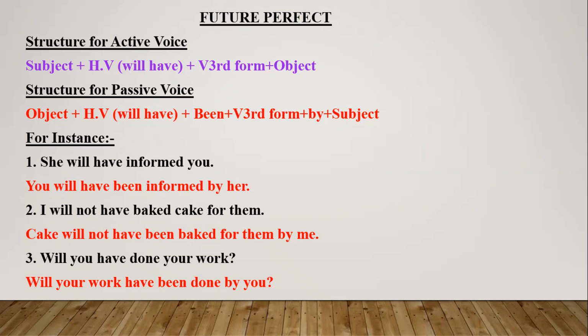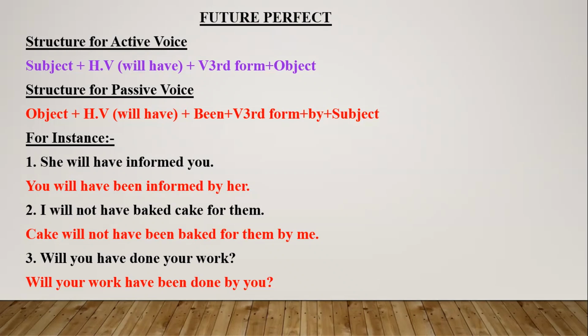Number three, interrogative. Will you have done your work? So you have to find out an object. The object is basically your work. So, will your work have been done by you? That is your question.